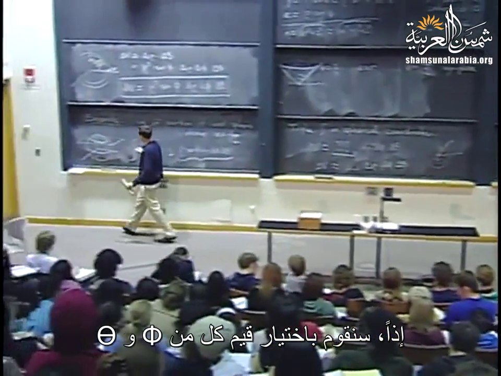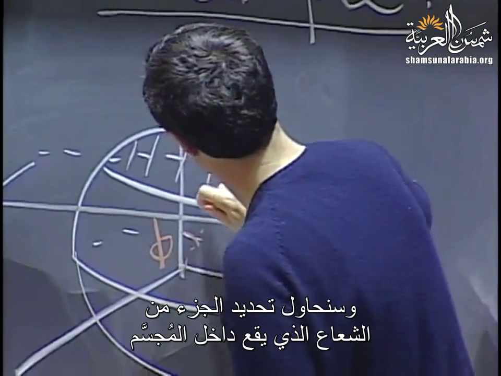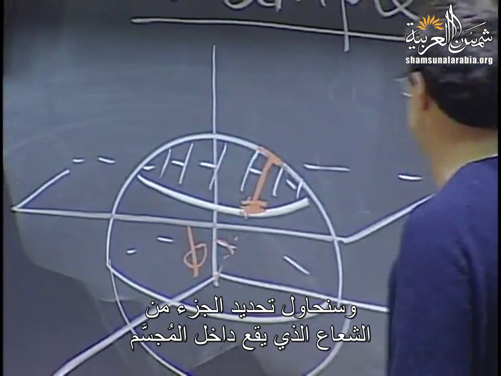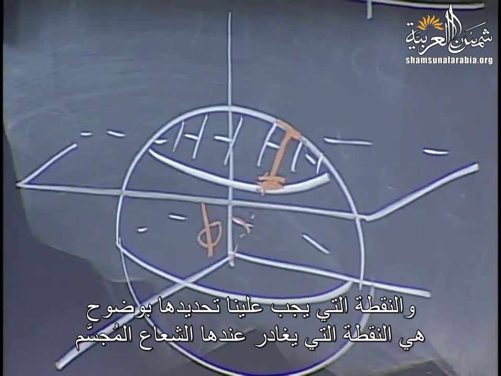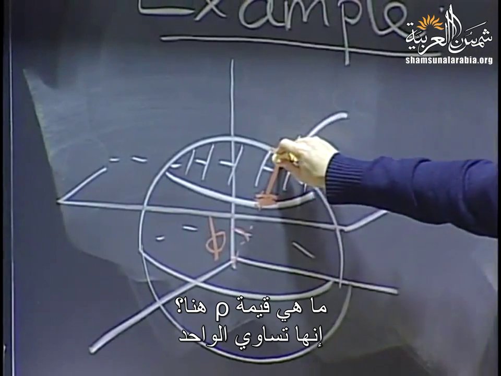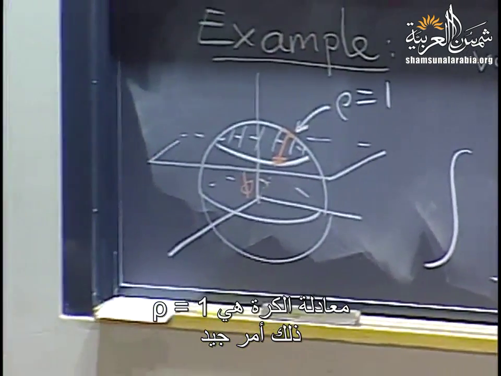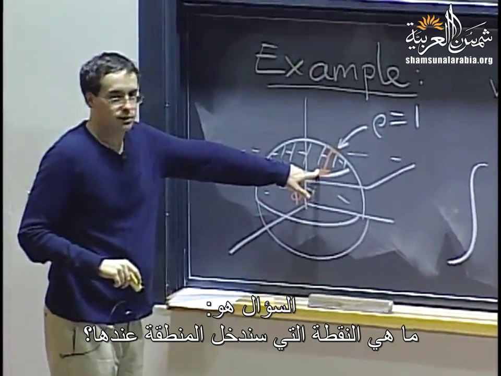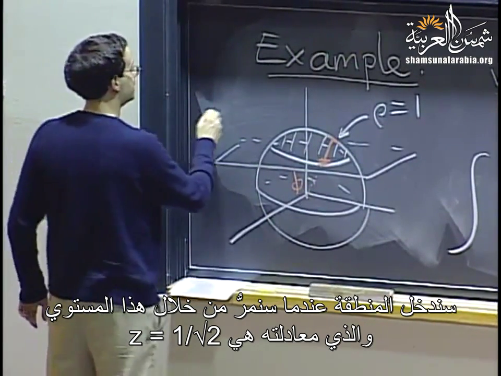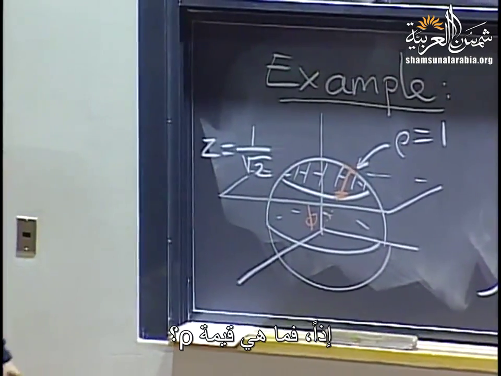We are going to choose a value of phi and theta, and we're going to try to figure out what part of our ray is inside this solid. So what should be clear is at which point we leave the solid. Right? What's the value of rho here? It's just 1. The sphere is rho equals 1. That's pretty good. The question is, where do we enter the region? So we enter the region when we go through this plane, and the plane is z equals 1 over root 2.